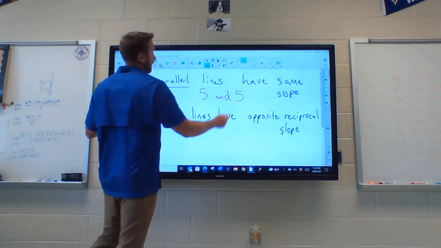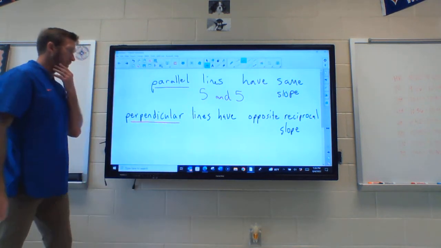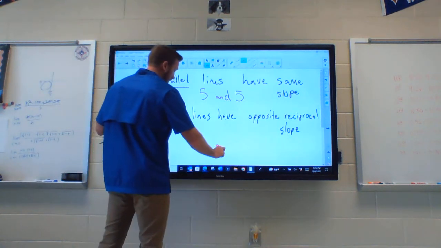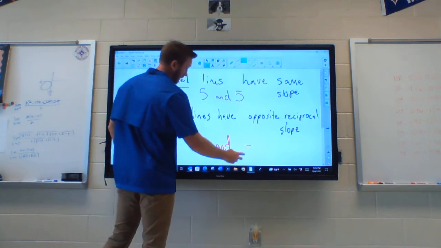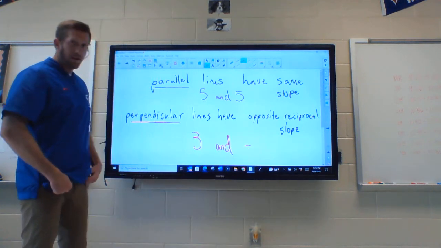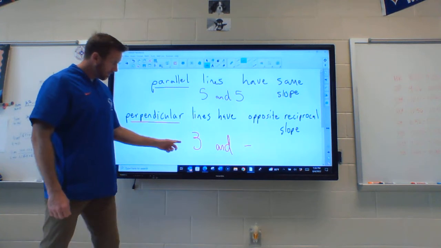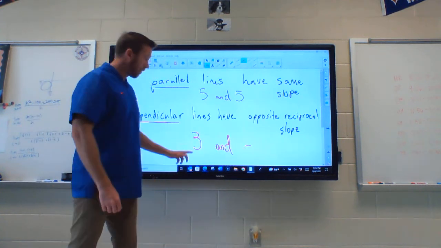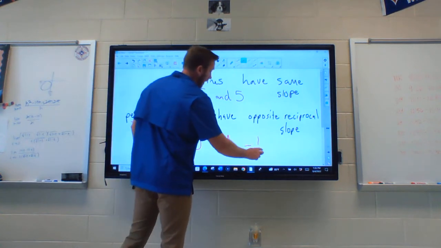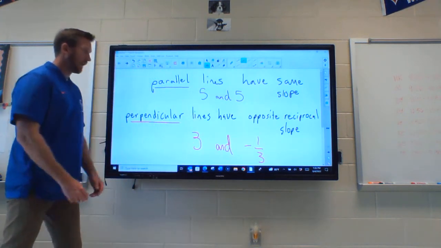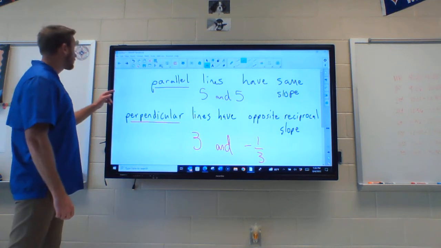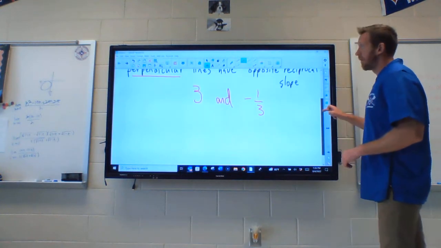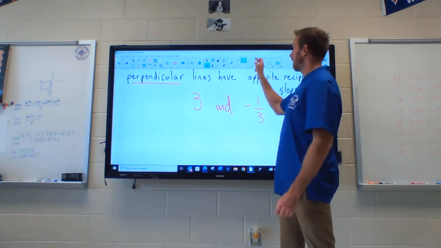Perpendicular lines have opposite reciprocal slopes. What that means is if I have one value that's a positive number, then the other slope needs to be negative, okay? Here I've got a positive 3, so my opposite would be a negative. The reciprocal of 3 is now 1 divided by 3. So 3 and negative 1/3. Okay? And I'm actually going to focus on having several more examples of perpendicular lines because that's the one that's a little bit more difficult.